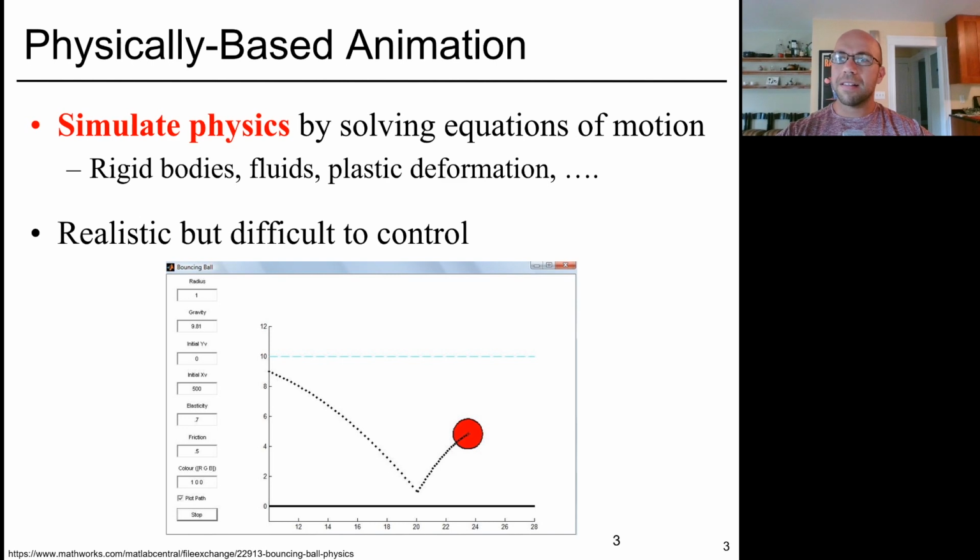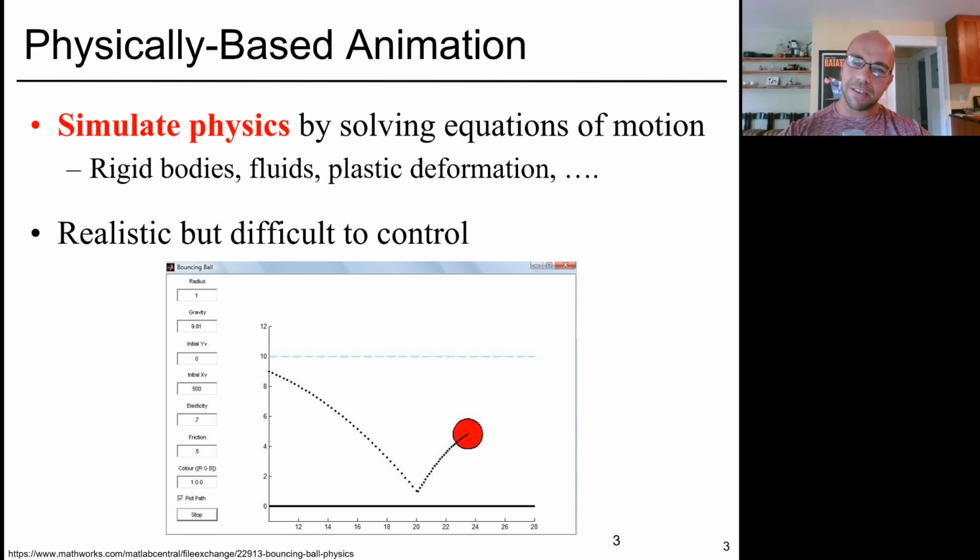Okay. So in the physically based animation world, our basic goal here is to simulate physics by solving the equations of motion. And the basic equation of motion, of course, is going to be built on Newton's laws, right? F equals ma. And these are going to give us motion of rigid bodies, fluids, plastic deformation, and so on. Sort of by definition, physically based animation is physically plausible, right? It's realistic because you're really trying to simulate the physical dynamics in a scene.